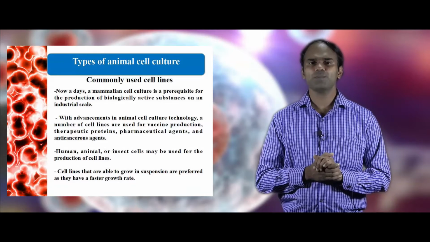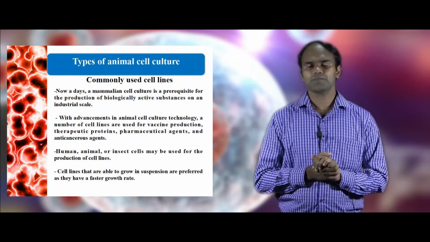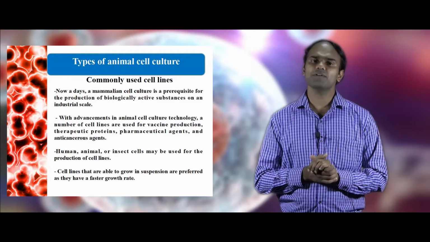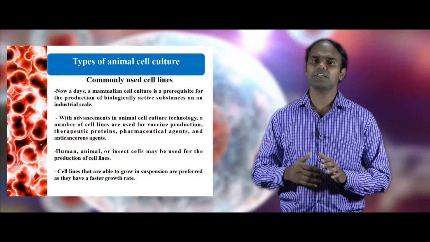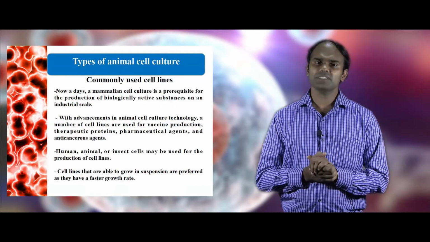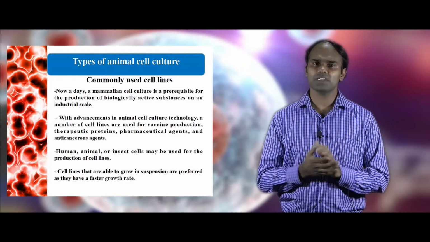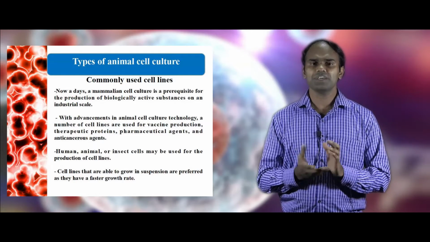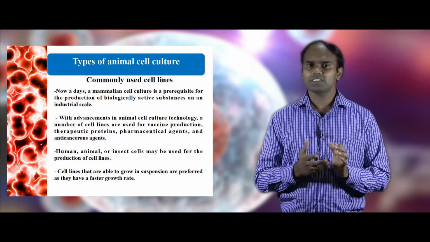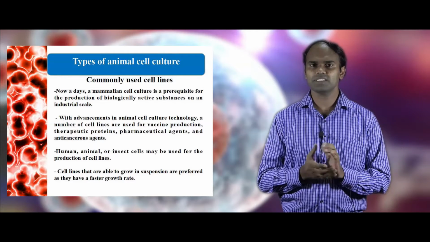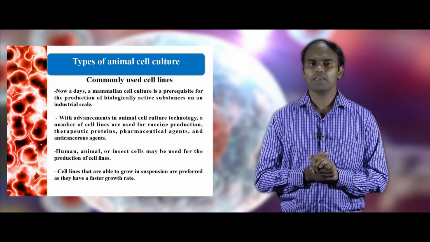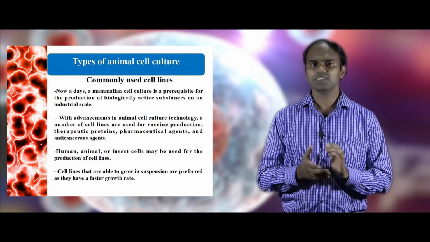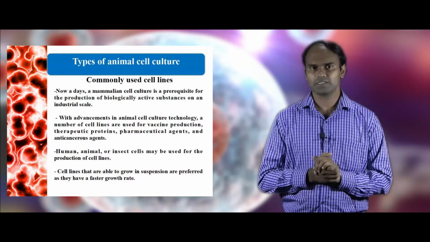Now we will see some general points related to commonly used cell lines. Nowadays, mammalian cell culture is a prerequisite for the production of biologically active substances on an industrial scale. With advancements in animal cell culture technology, a variety of cells are used to produce vaccines, therapeutic proteins, anti-cancer agents and pharmaceutical proteins. Cells from human, animal and insect can be used to produce cell lines. Cell lines that can be grown in suspension culture are preferred because suspension cells have a faster growth rate.